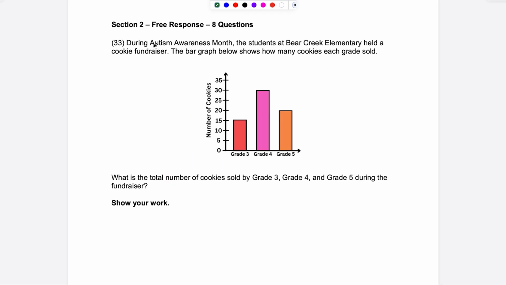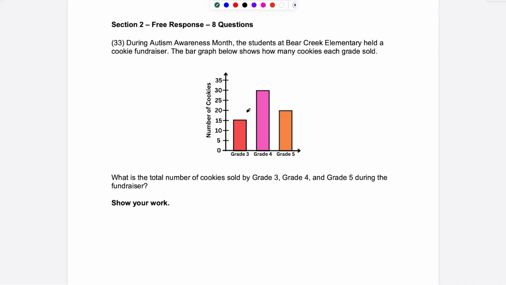So now we're moving on to section 2, the free response, and there's 8 questions here. Question 33, during Autism Awareness Month, the students at Bear Creek Elementary held a cookie fundraiser. The bar graph below shows how many cookies each grade sold. What is the total number of cookies sold by grade 3, grade 4, and grade 5 during the fundraiser? And we have to show our work.